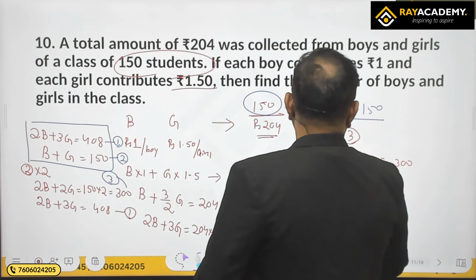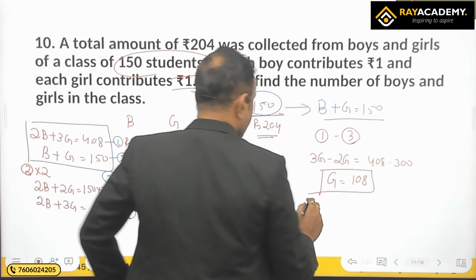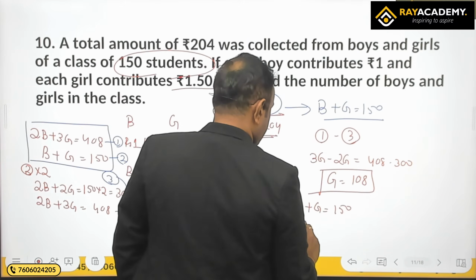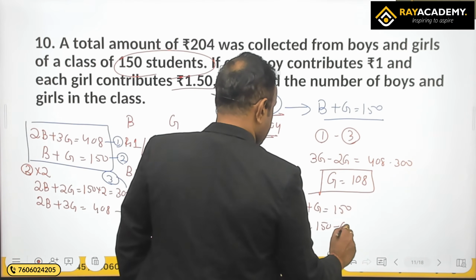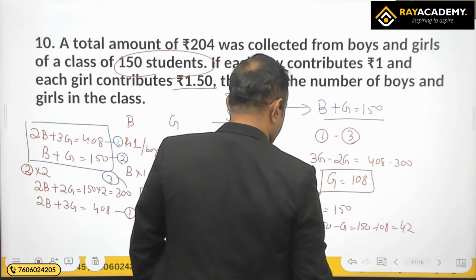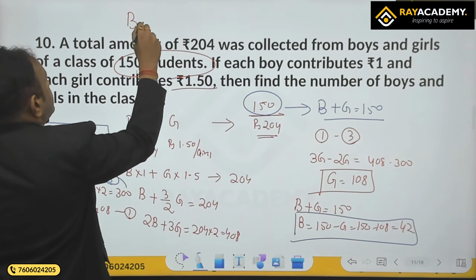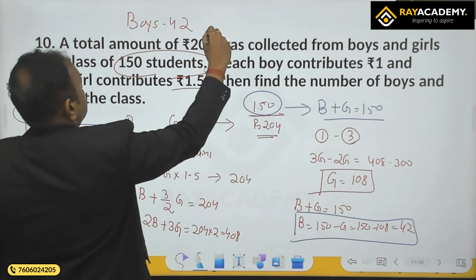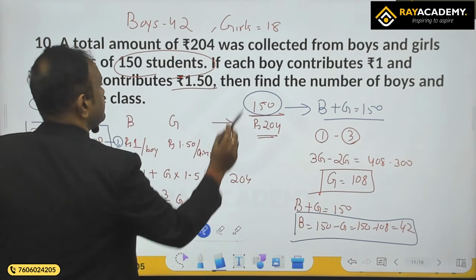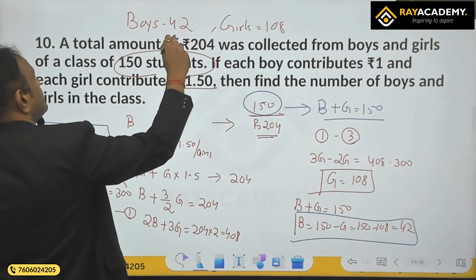So what can you say? The number of girls in the total class is 108. For the number of boys, you can put it in any of the equations. We know that B plus G equals 150, so B equals 150 minus G, that is 150 minus 108, that is 42. So boys are 42, girls are 108. This is the answer for this question.